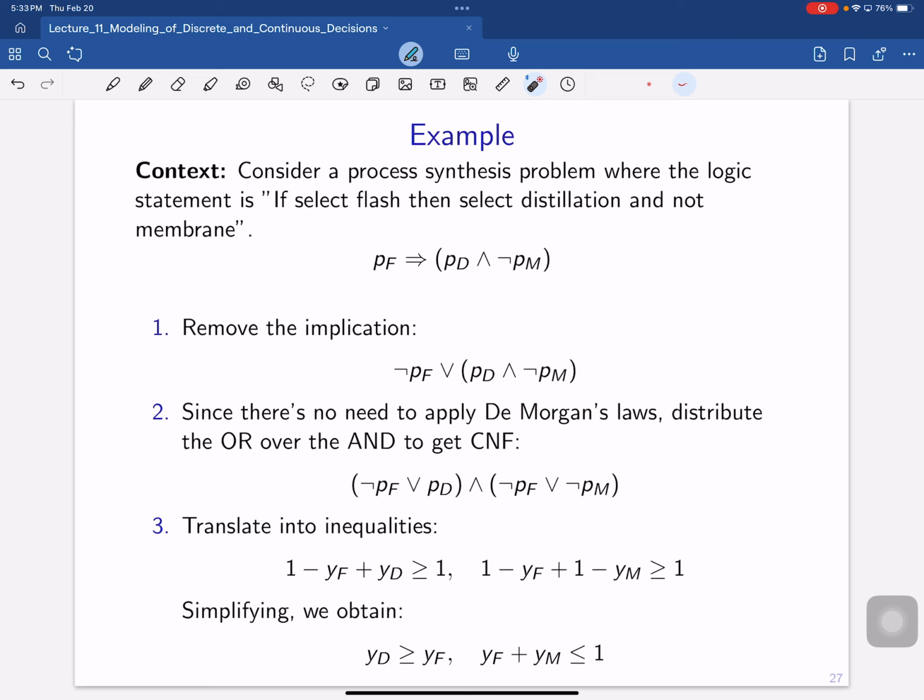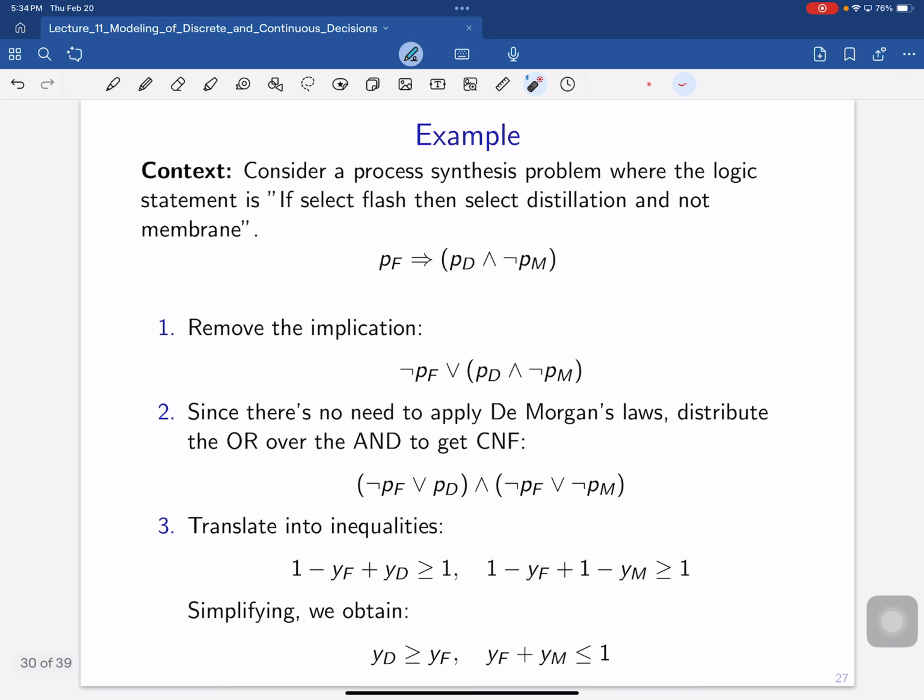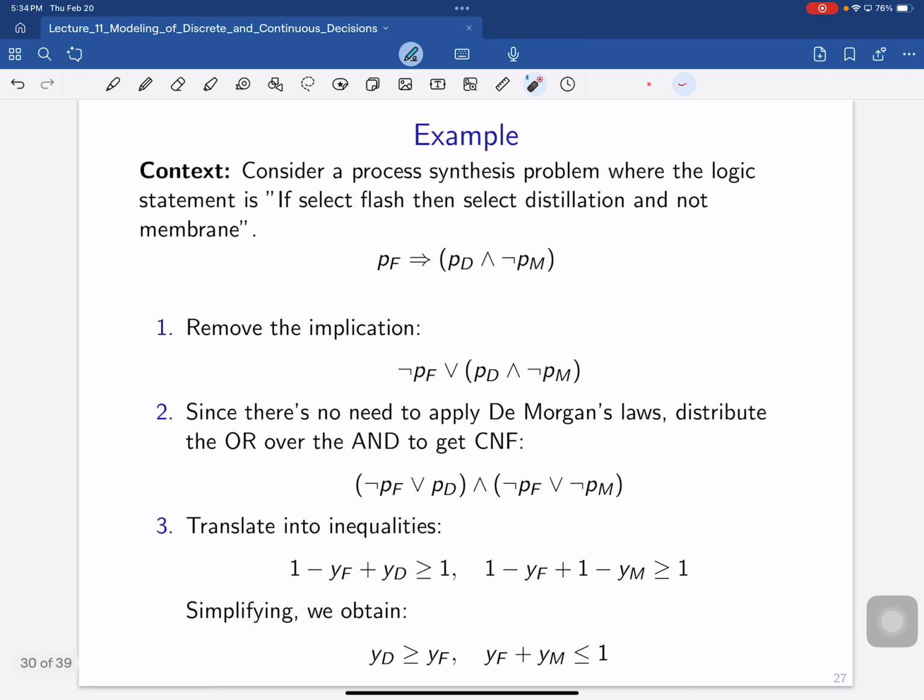And then the second step: there is no need to apply De Morgan's law, right? The negation is already associated with each of the variables. You don't need to apply De Morgan's law. Therefore, the only step you need to apply is the distributive law to bring the logic all into the parentheses and bring the AND outside. So now you apply that, you arrive at this CNF form.